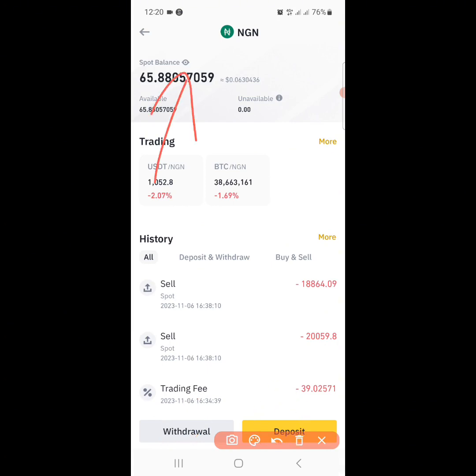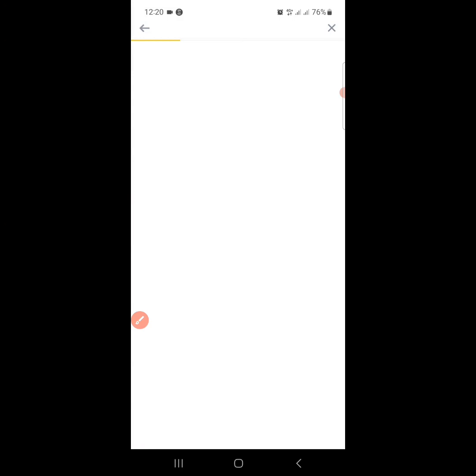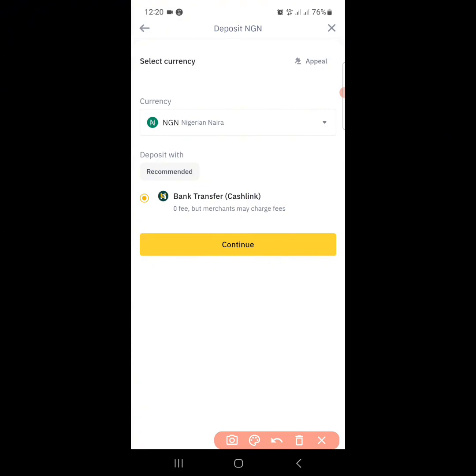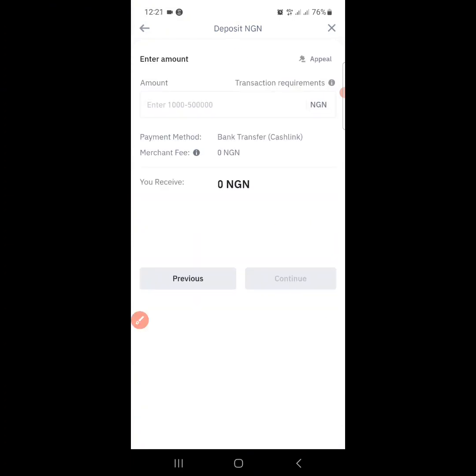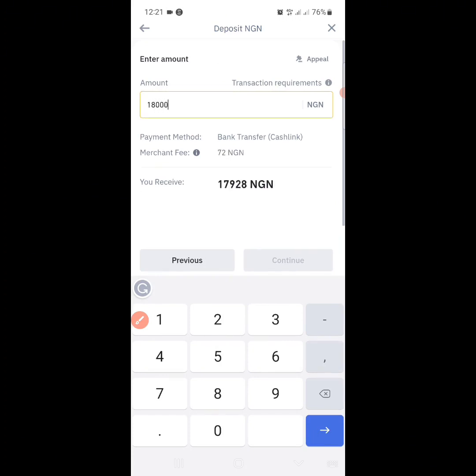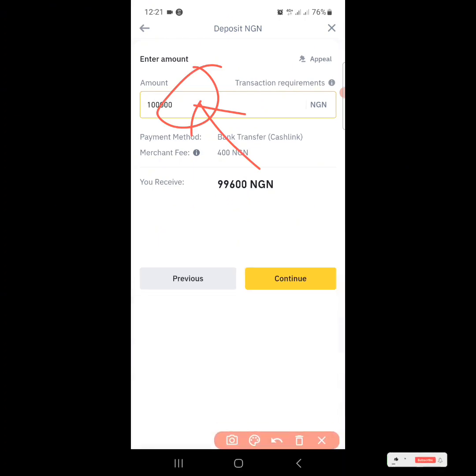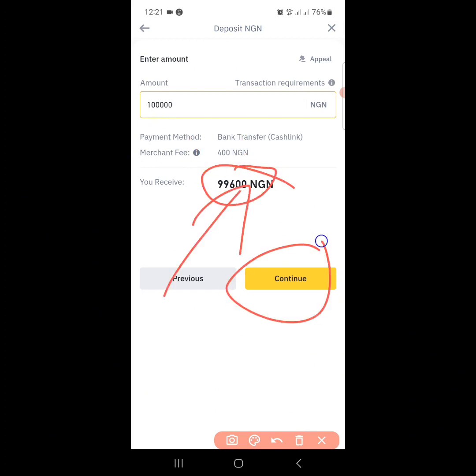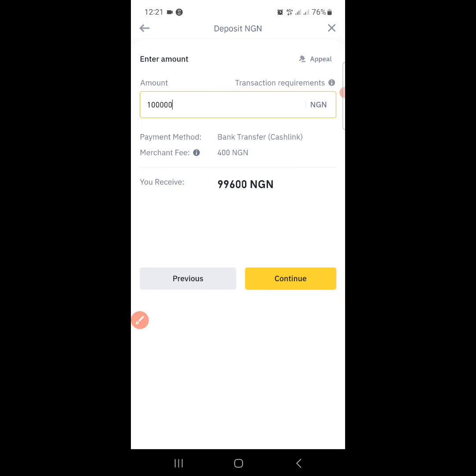Let's say you're not having any balance here, so you have to make a recharge. Just click on the deposit button. Then you'll be taken over to the area where you'll be asked to make a deposit. So you can just go ahead and click on this continue button. When you click on that, you'll be taken over to the area where you'll be asked to make a recharge. So I can just decide to make a recharge of 100,000. Let's say I want to make a recharge of 100,000 into my wallet. So you see the network fee I'll be charged, a merchant fee of 400 naira. So I'll be receiving this amount. Then I'll just click on this continue button. So I have to make the recharge.